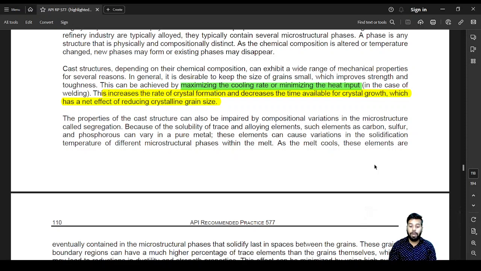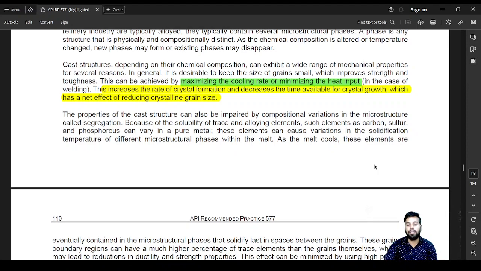So you will generally require a smaller grain size, but this is not always possible in the heat affected zone. This can be achieved by maximizing the cooling rate and minimizing the heat input. This increases the rate of crystal formation and decreases the time available for crystal growth, which has a net effect of reducing the crystalline grain structure.